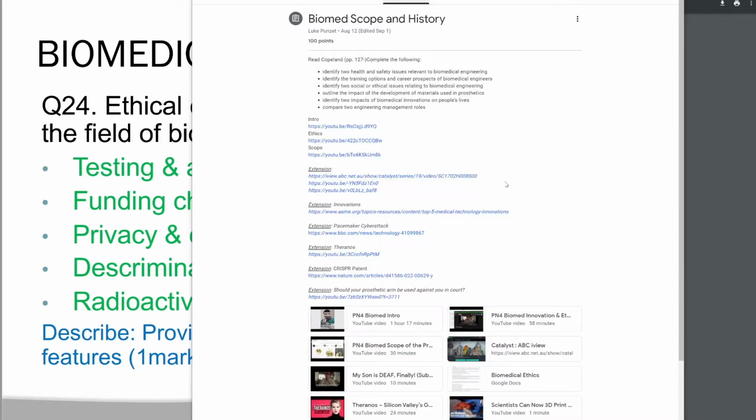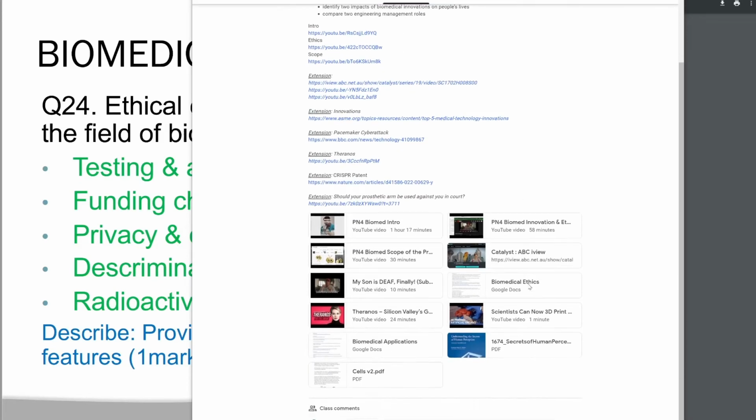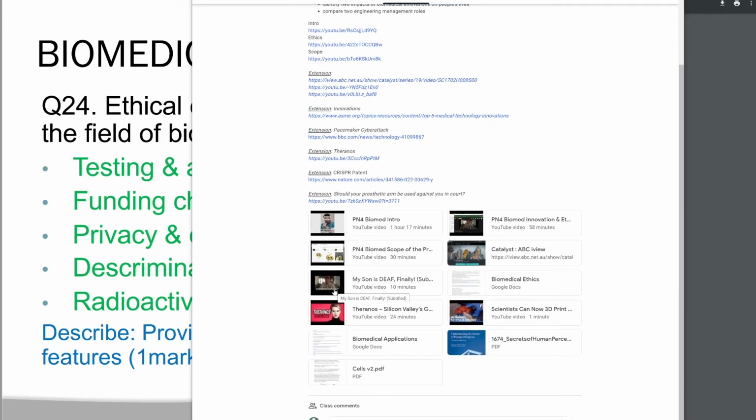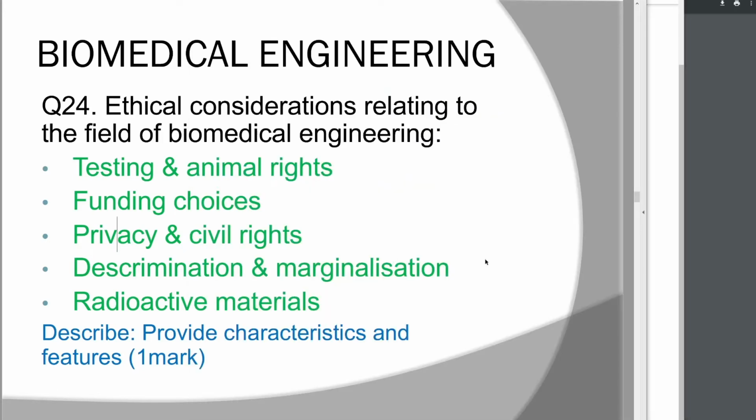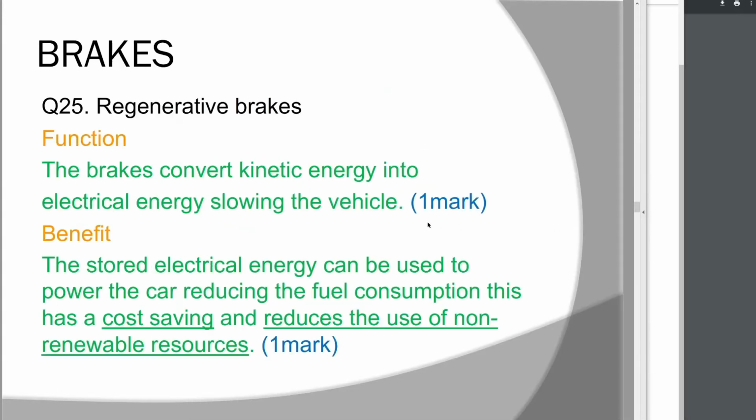Okay, so biomedical scope and history. We talk about, so identify some safety considerations, identify some ethical considerations. Probably the one that most people talk about is the guy who talks about getting a surgery to remove his son's cochlears.